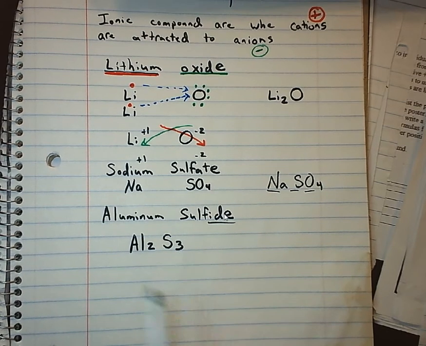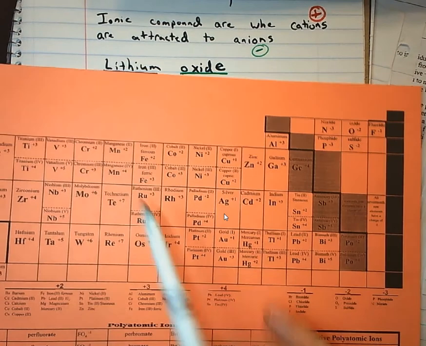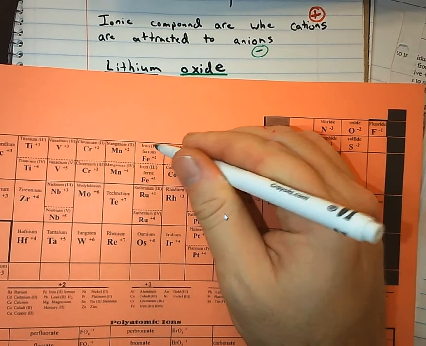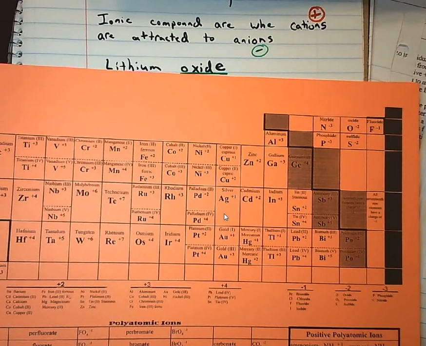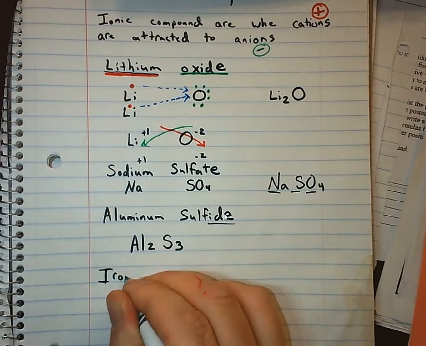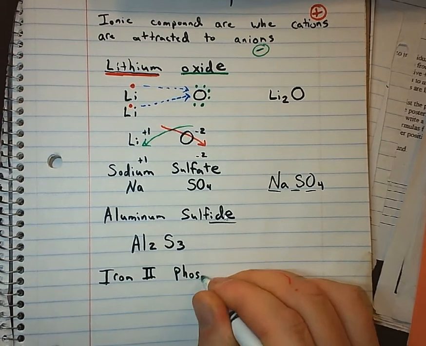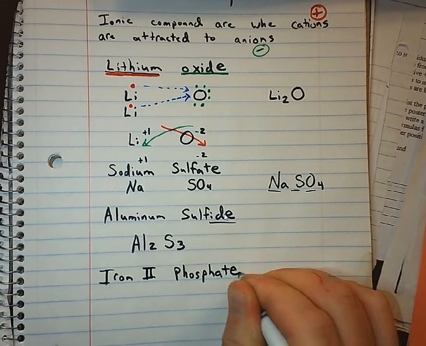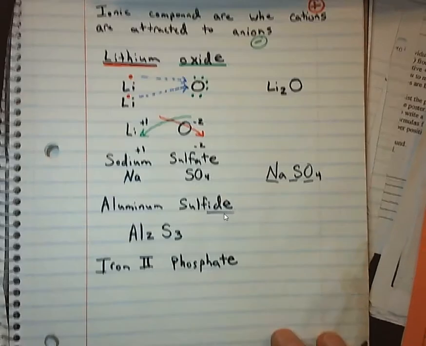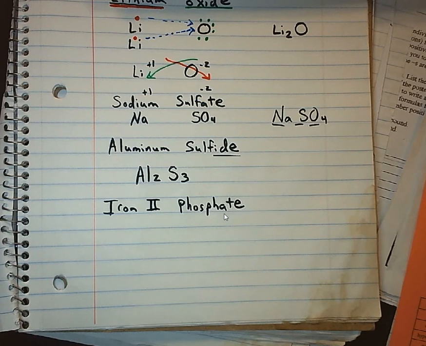Okay. Some metals, especially a lot in our middle, like iron, can have more than 1 charge. So if you're writing its name out, we would have to have that 2 or 3 in there. Okay? So let's just say we're doing iron 2, let's say phosphate. Alright, so our Roman numeral will always tell you the charge. So iron has a charge of +2.